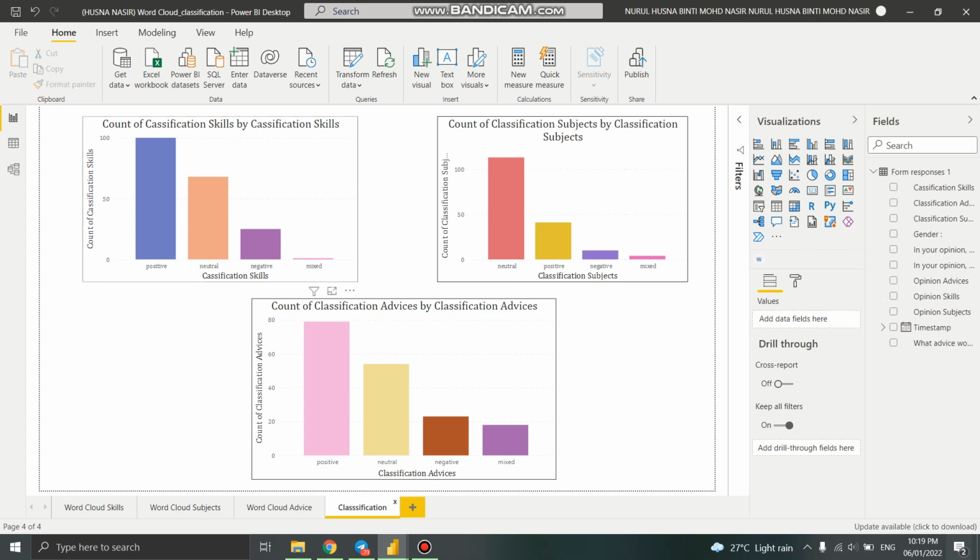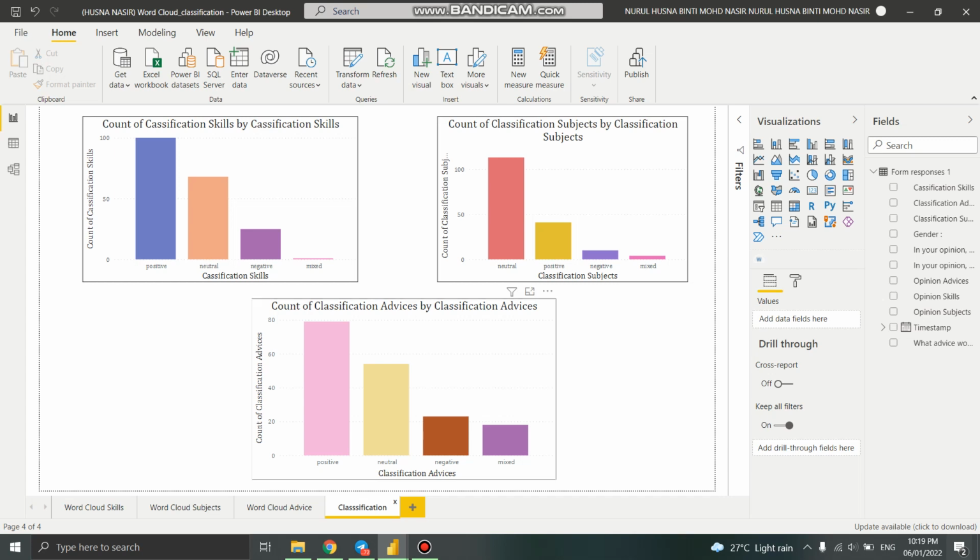In the classification scale for skills, there are more positive than neutral, negative, and mixed, and mixed has the least count of the classification scale. For the count of classification subject by subject, mixed has the least count, but neutral has the most.